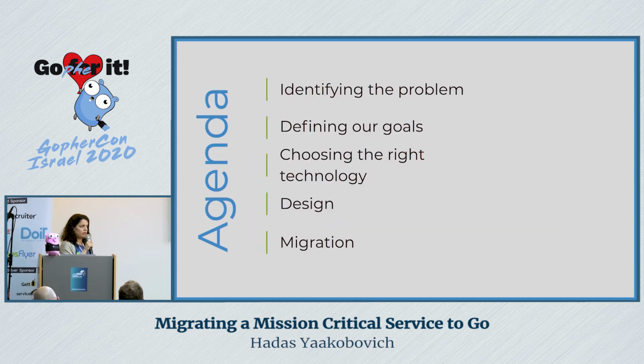Now let's go back to the reason why we're all here, how we migrate a mission-critical service to Go. There are 5 steps we followed in order for this project to be successful. We identified the problems, we defined our goals, we chose the right technology for us, we designed the new service, and we had a full company migration. Each of these steps will be carefully detailed over the next half an hour or so.